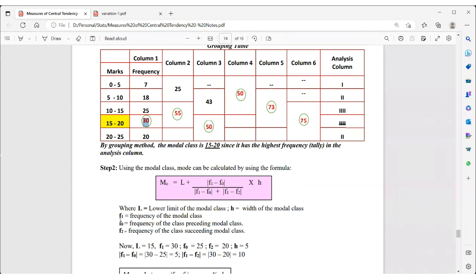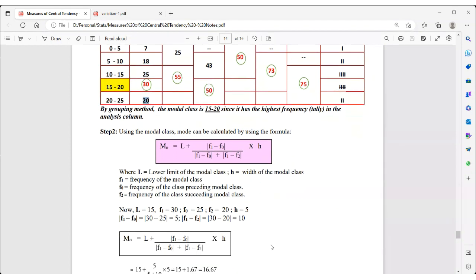F0 is the frequency of the class preceding the modal class. The preceding class is this 25, so the value of F0 is 25. F2 is the frequency of the succeeding class. Succeeding is the next one, that is 20, so the value of F2 is 20.